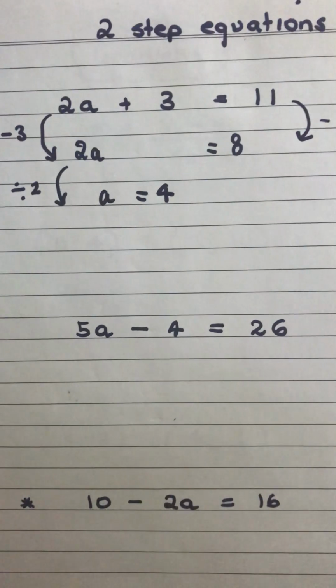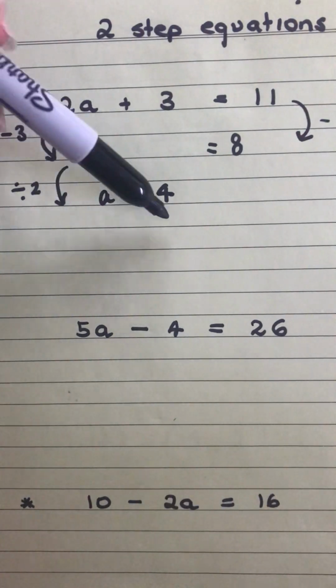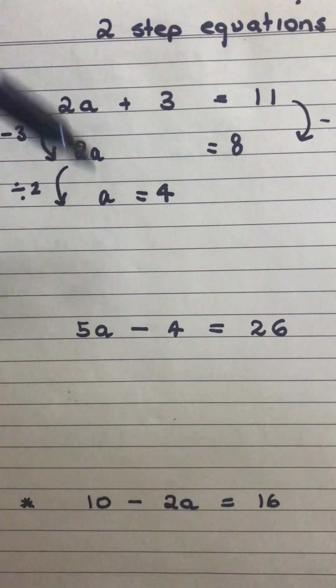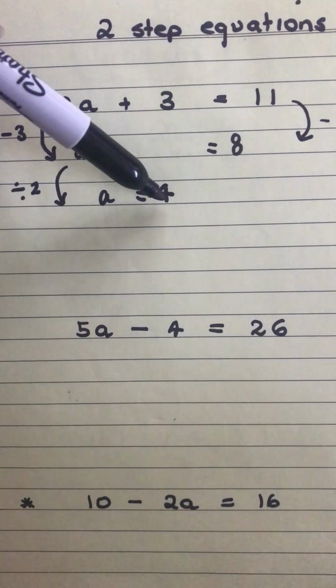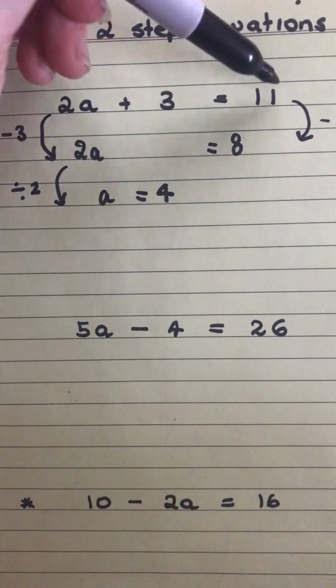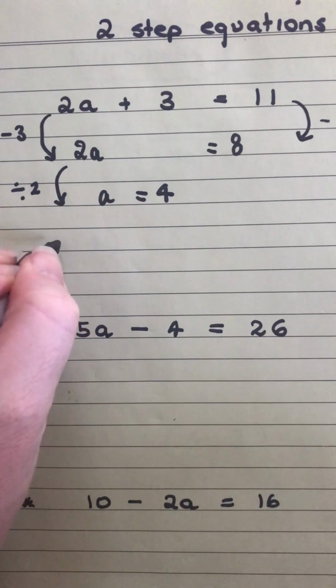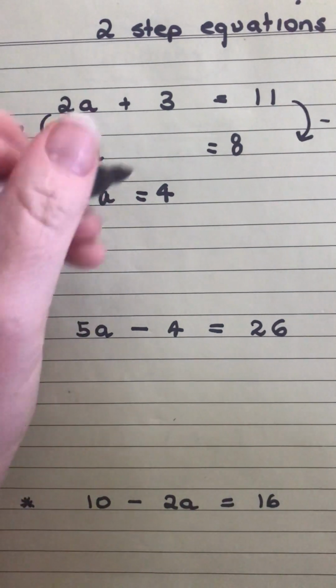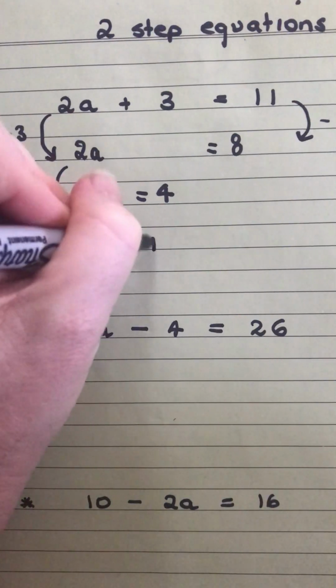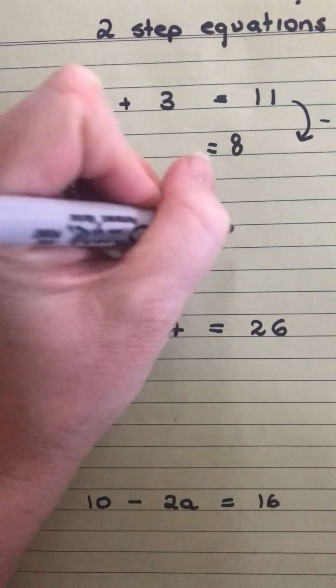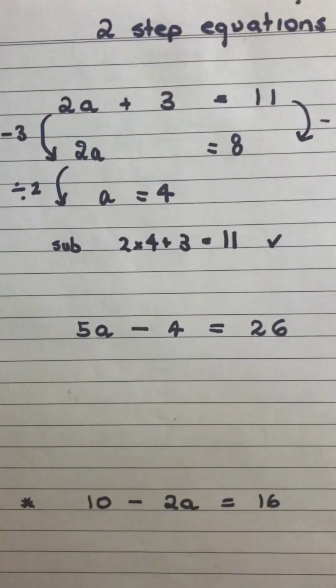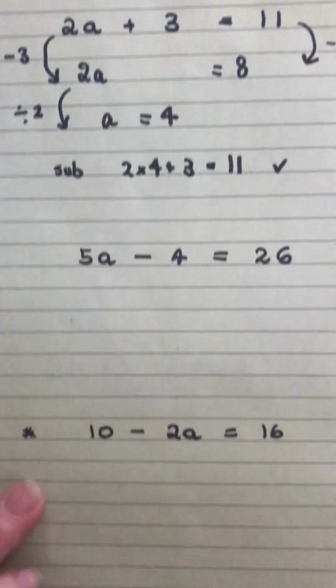And just like in the previous video, I'm going to substitute that a in to check that that works. So I'll say 2 times 4 is 8 plus 3 equals 11. And I know I've got my answer correct. So I can write a little substitution line, and give a little tick there. Some teachers will require that, some teachers don't.